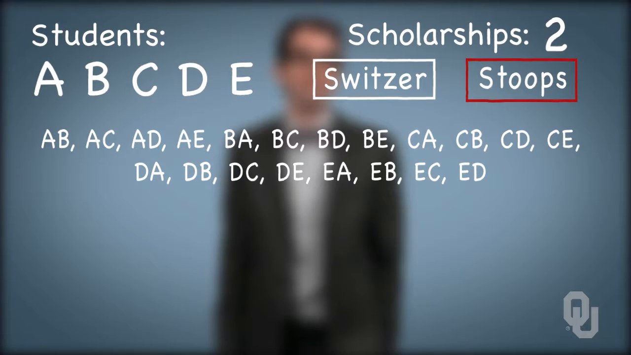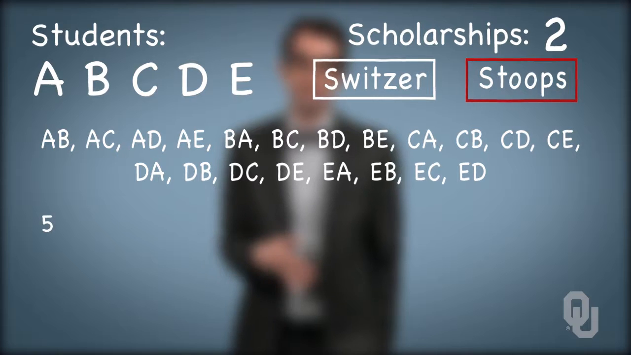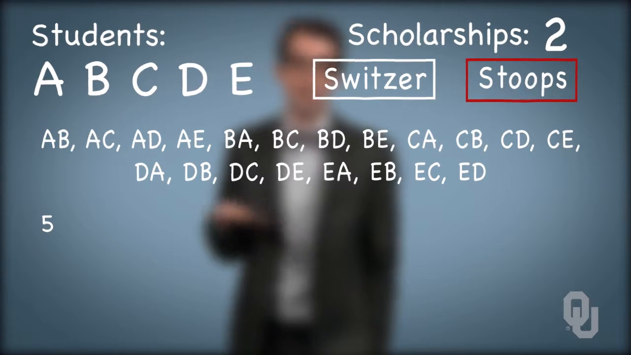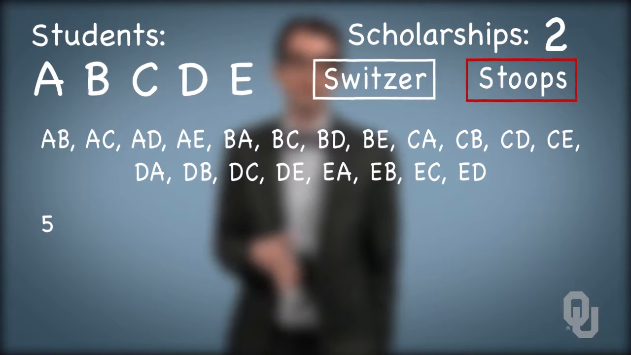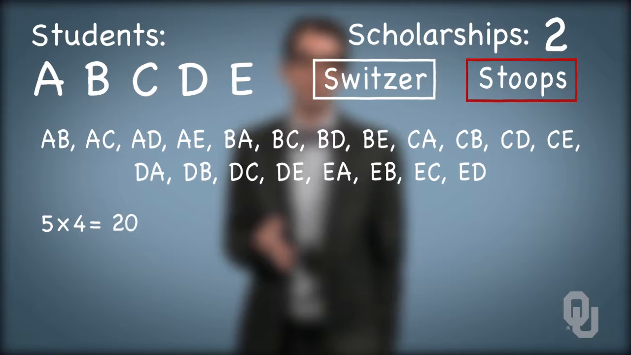How many ways are there to give out the Switzer scholarship? We have 5 students, so 5 ways. Then how many ways are there to give out the Stoops scholarship? If we've already given out 1, there are 4 remaining students, so 4 ways. 5 times 4 is 20.